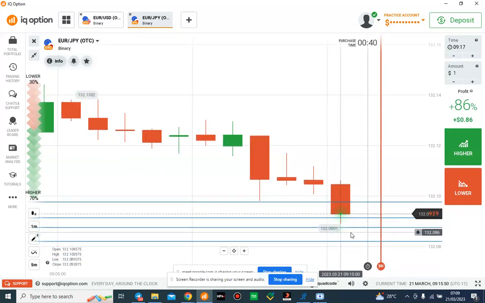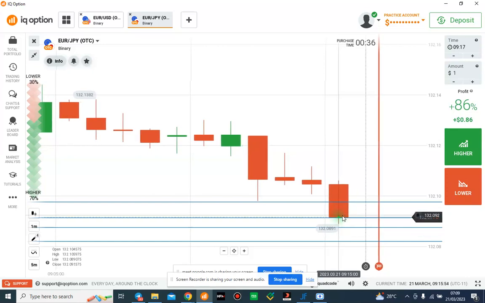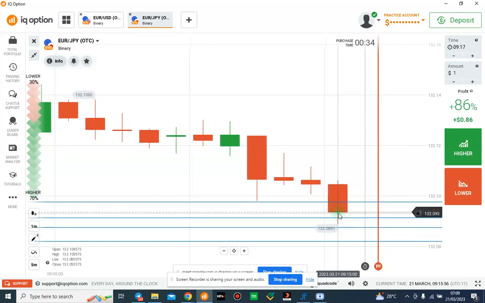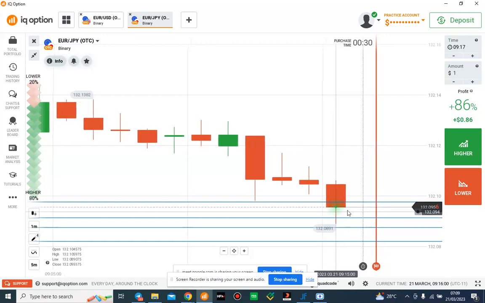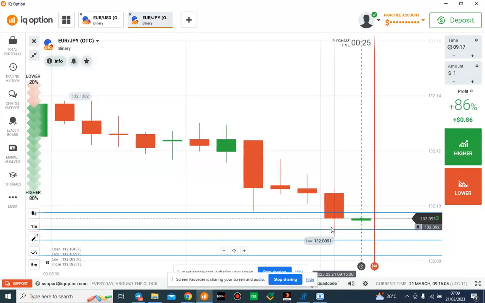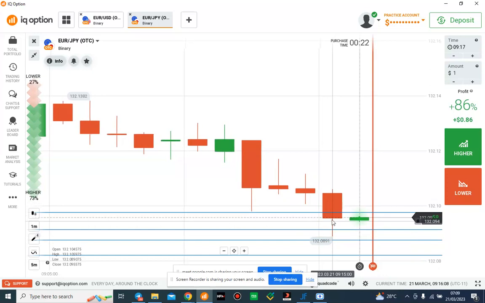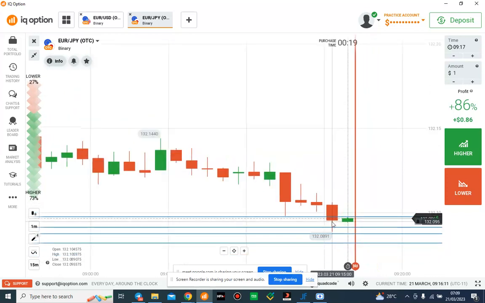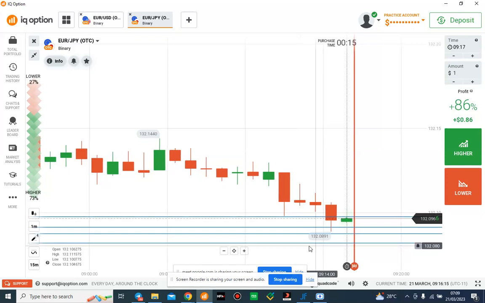Okay, it crossed the two lines, going to the lowest area. We can expect some buyer's entry on the next candle. Let's wait and see.